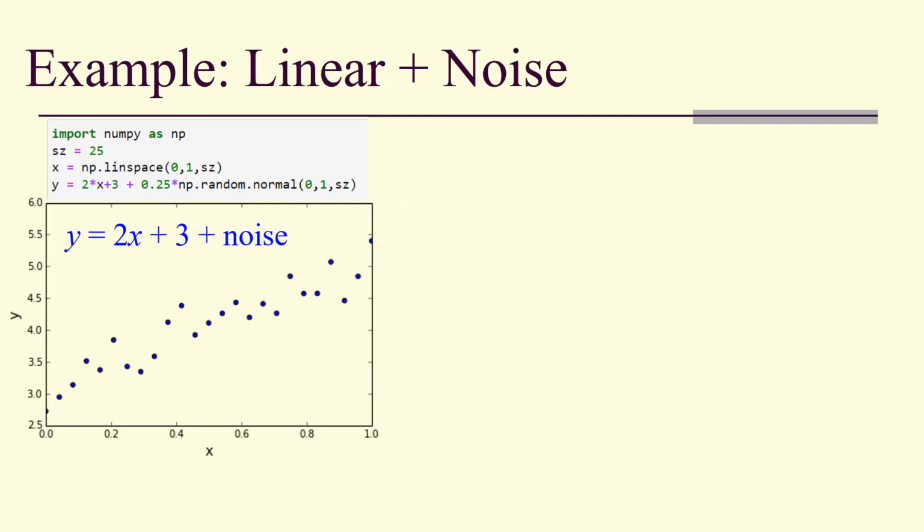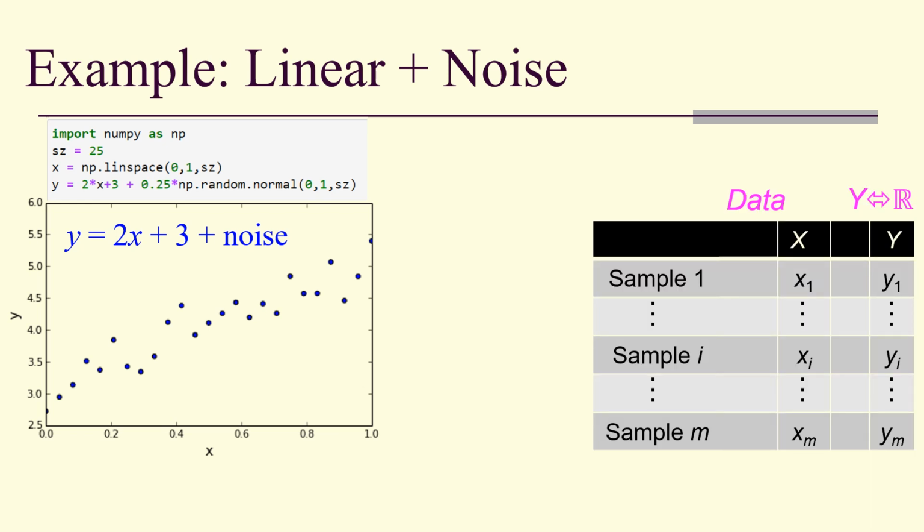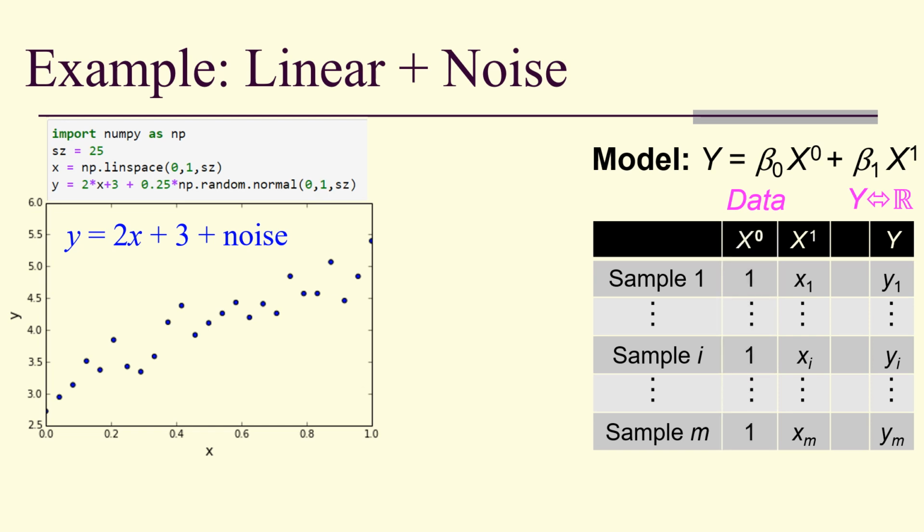For example, suppose we have linear plus noise. So I've generated a set of data from the line y equals 2x plus 3, and I've added a little bit of noise. So our data is the x's and the y's, and our model is beta 0 plus beta 1 x. That's the equation of a line. What I'm going to do is think of this as x to the 0th power and x to the 1st power, so that I can get polynomial features. The x0 is all 1s, and then the x to the 1st is just the original x's.